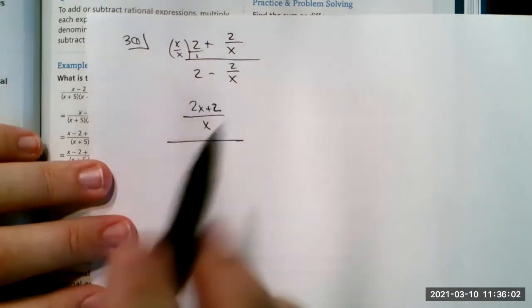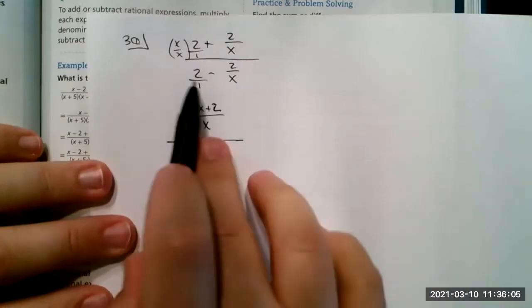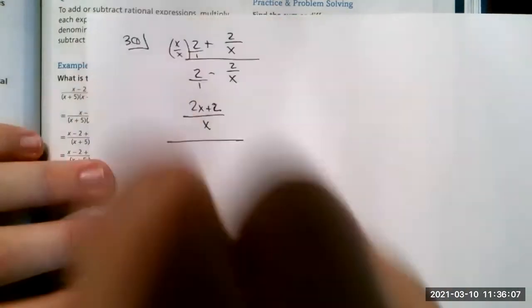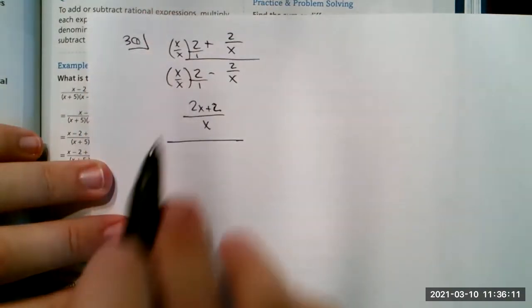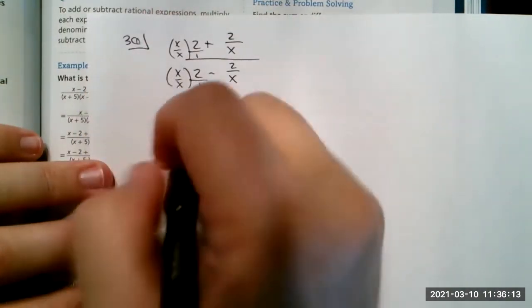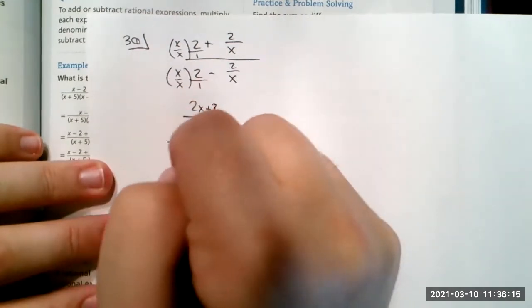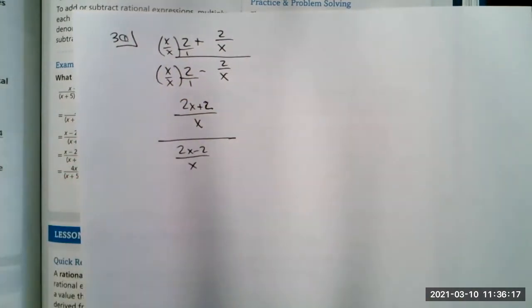My denominator, again, very similar to the top. That denominator is a 1. This denominator has an x. So what I'm going to do is multiply that first fraction by x over x. So I have 2x minus 2 over x.